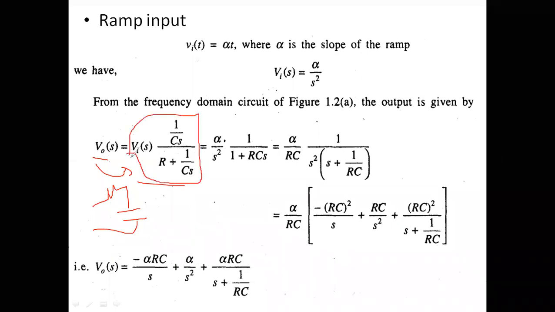Here we know that the Laplace transform for the input is alpha by s square. Therefore, instead of Vi, I have taken alpha by s square, and I am making the simplification. If I take the LCM, RCs plus 1, the Cs gets cancelled. Therefore, 1 by 1 plus RCs. If we take RC as common, it may be converted into our standard form. For this one, I am going for the partial fractions.